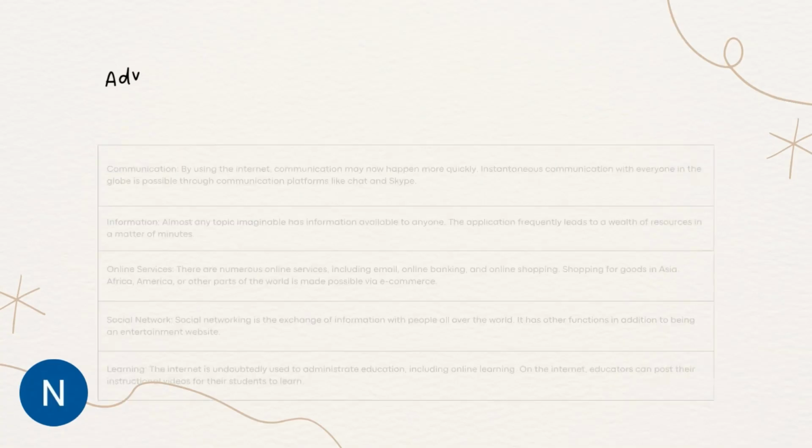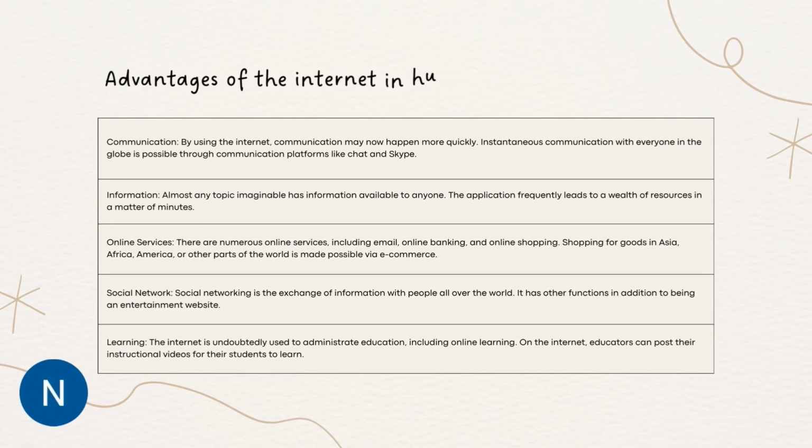or value. There are many advantages of the Internet in human life and for the world. It is communication, information, online services, social network, and learning. Firstly, communication. By using the Internet, communication may now happen more quickly. Instantaneous communication with everyone in the globe is possible through communication platforms like chat and Skype.